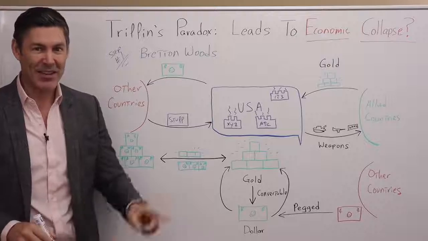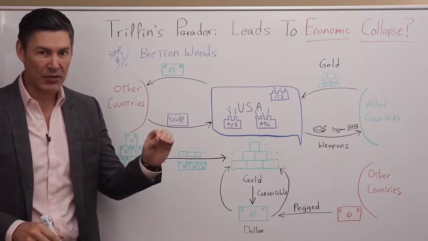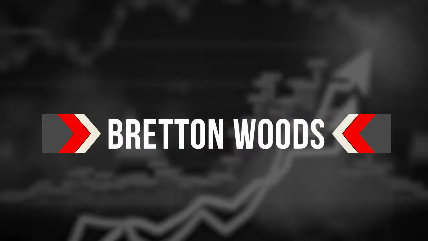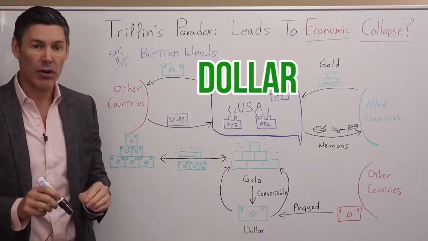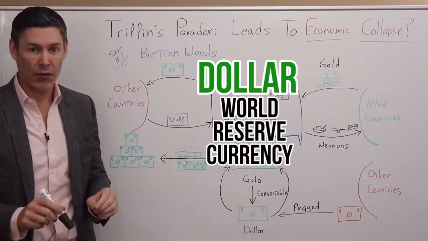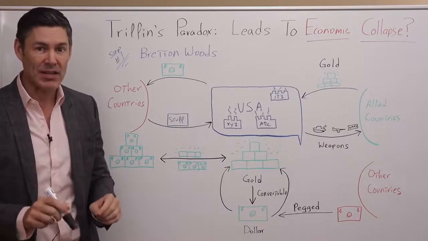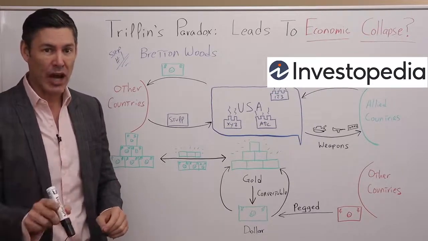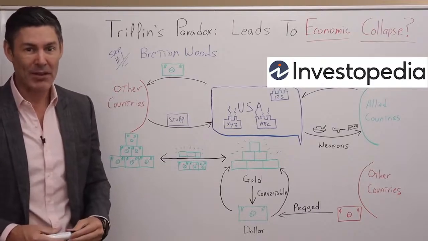Fast steps. Step number one, we have to start by understanding Bretton Woods and how the dollar became the world reserve currency in the first place.